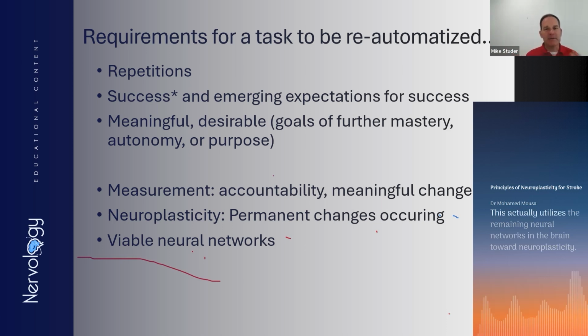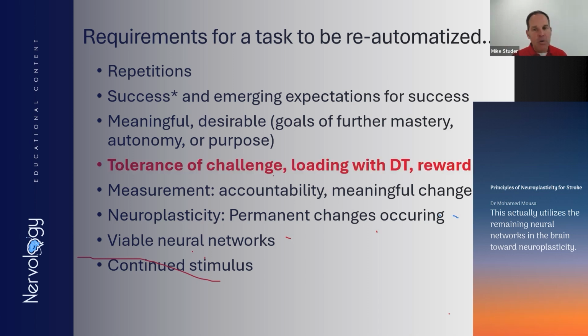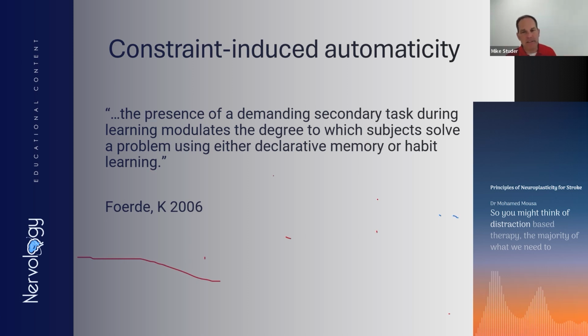This actually utilizes the remaining neural networks in the brain toward neuroplasticity. So, keeping in mind that a task is going to be re-automatized only when we load people with a distraction, you might think of distraction-based therapy, the majority of what we need to cover here today, as constraint-induced automaticity. And what does that mean? That means that by taking your attention and putting it away so you can't use it, the brain is forced to use procedural memory centers.